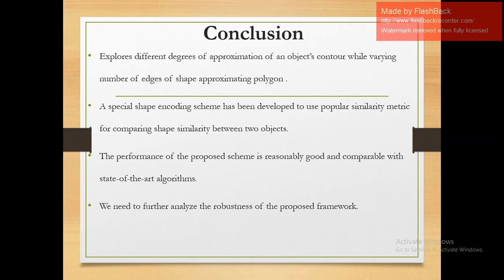We've almost come to the end of it, and we would like to conclude here. An effective shape descriptive framework called multi-level polygonal approximation is proposed for similar shape retrieval, which exploits different degrees of convexity of an object's contour, and a special shape encoding scheme has also been developed to measure shape similarity between two objects. The performance of the proposed scheme is reasonably good and comparable with existing state-of-the-art algorithms. However, we need to further analyze the robustness of the proposed framework under plausible deformations of closed contours.